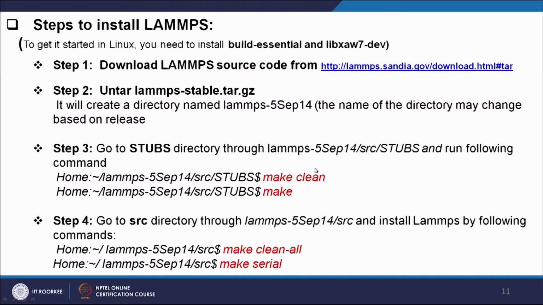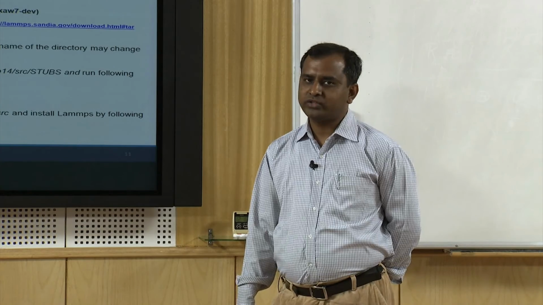Then we need to install the software by going to the src directory. The src directory is one level up from the stubs directory. There you type the command make clean all and then make serial. Now, make serial will enable you to run the codes in serial.